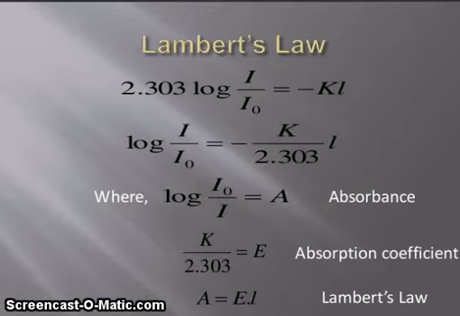Lambert's law: 2.303 log I by I naught is equal to minus kl. Log I by I naught is equal to minus k by 2.303 into l, where log I naught by I is equal to A, absorbance, and k divided by 2.303 is equal to epsilon, the absorption coefficient, and A is equal to epsilon l.